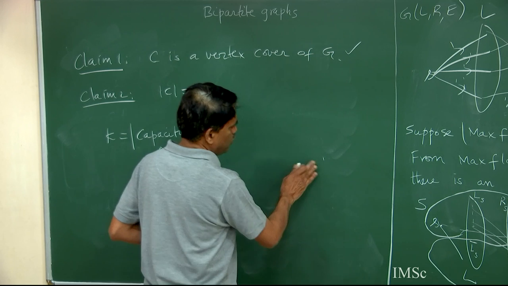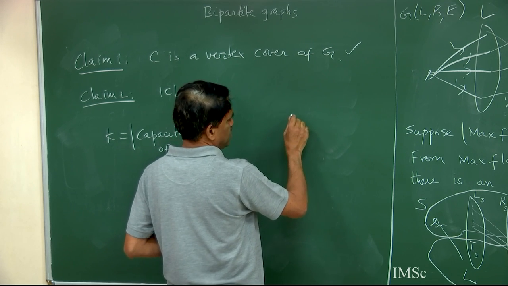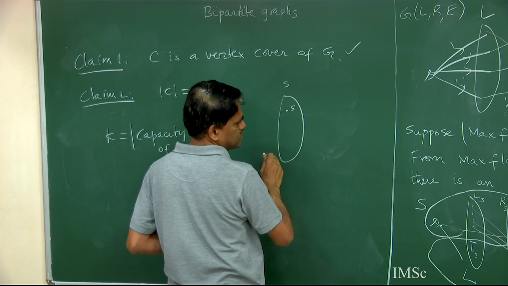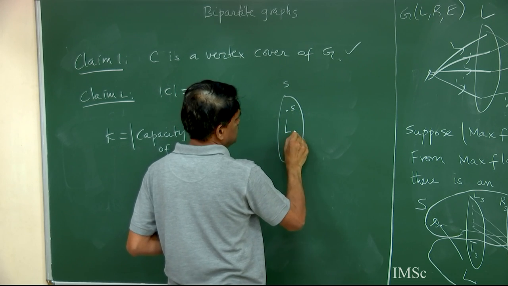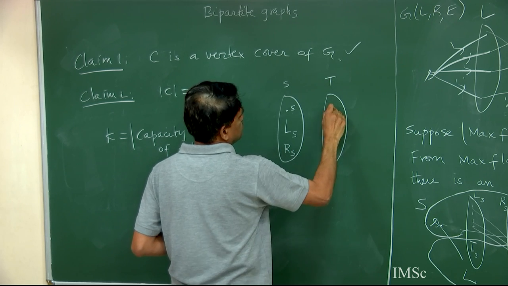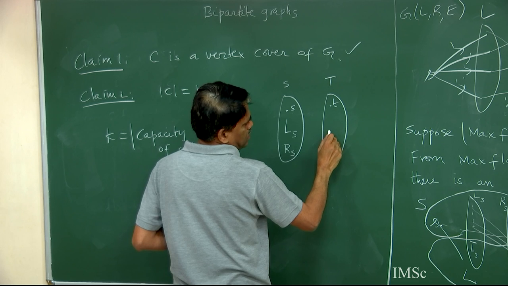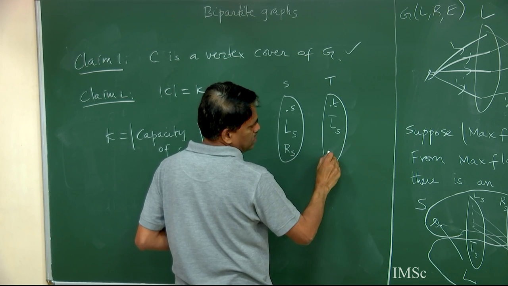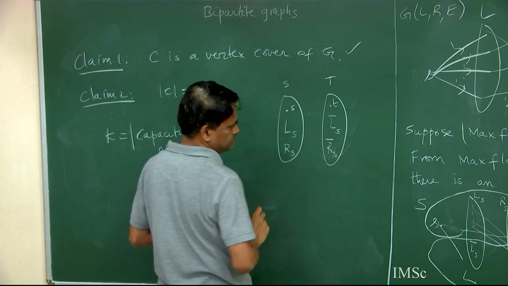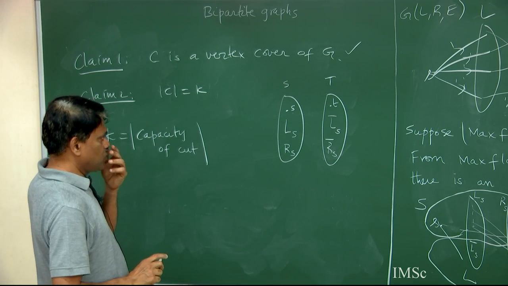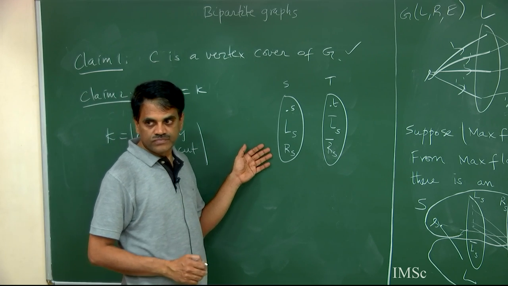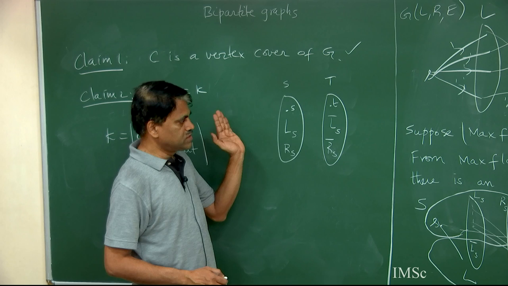So let me draw my cut like this. This is my S side, which will have vertex S, LS and RS. And T side will have T, LS bar, and so on. So where are the edges of this cut? Where are they going from? Where are the edges?